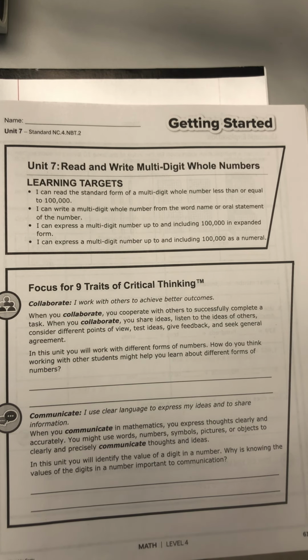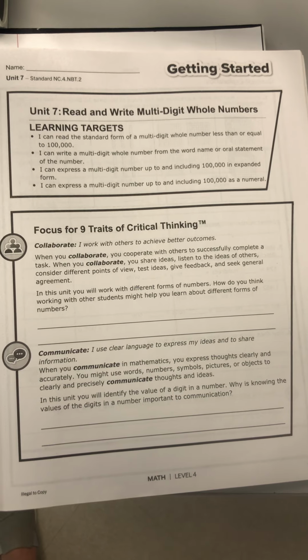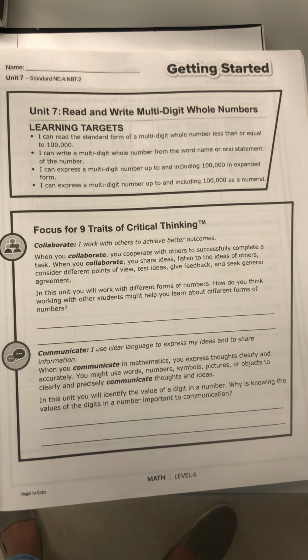So looking at our critical thinking questions, our 9 traits for critical thinking, we have collaborate. I work with others to achieve better outcomes. When you collaborate, you cooperate with others to successfully complete a task. When you collaborate, you share ideas and listen to ideas of others. Consider the different points of view, test ideas, and give feedback and seek general agreement. In this unit, you will work with different forms of numbers. How do you think working with other students might help you learn about different forms of numbers? Write it down.